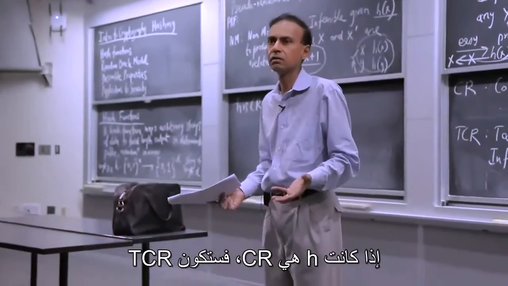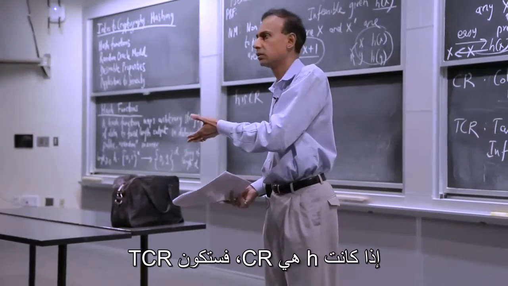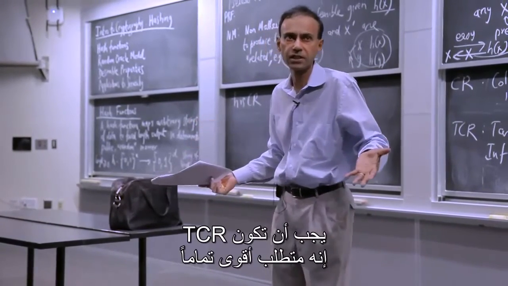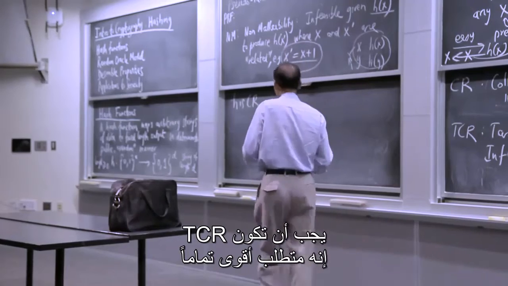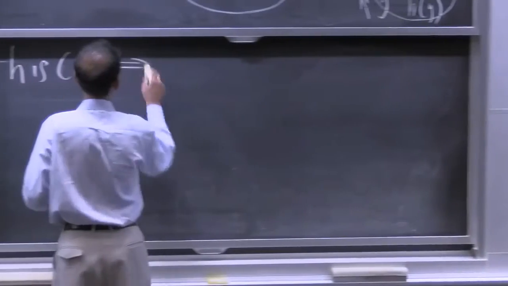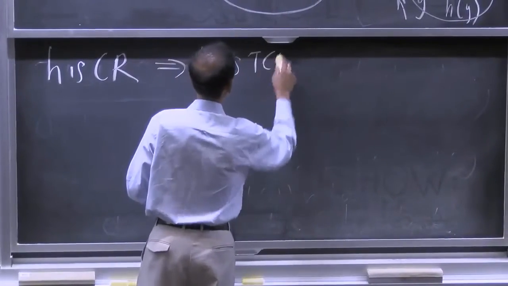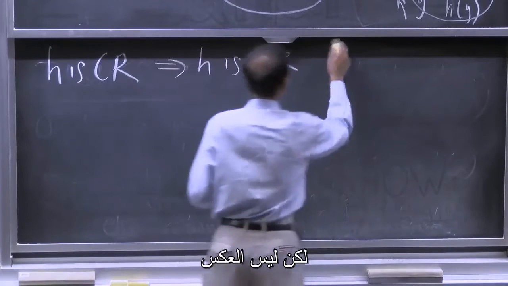If H is CR, it's going to be TCR, right? It's got to be TCR. It's a strictly stronger requirement, but not the reverse.